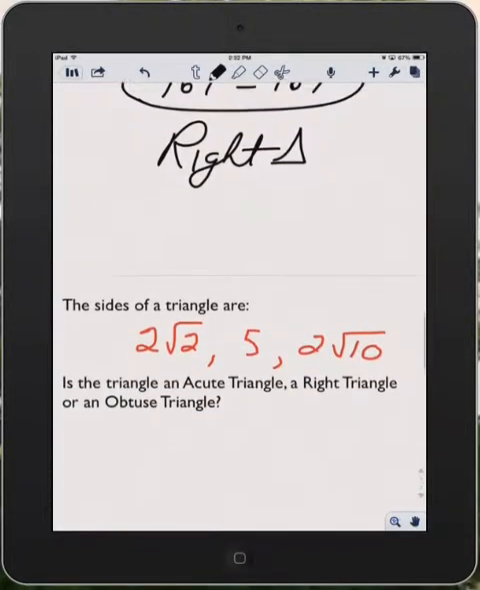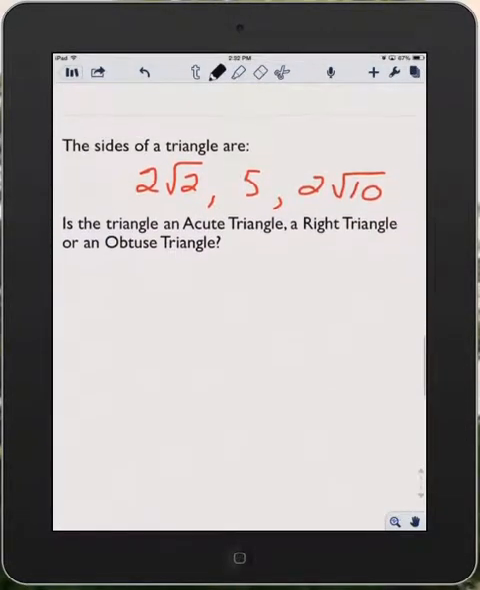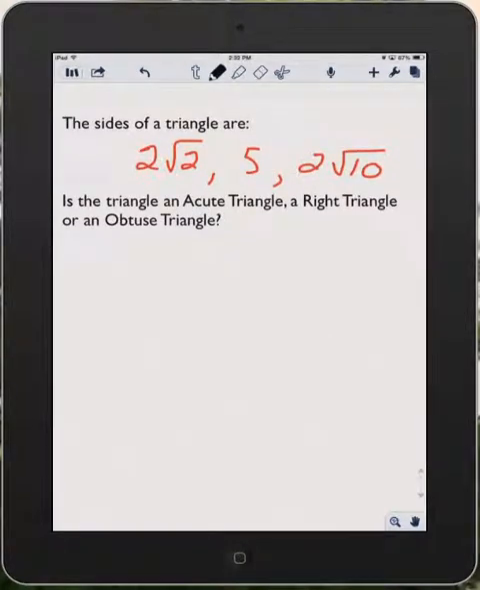Next problem. Sometimes sides are irrational numbers as well. Still could be a right triangle. This one's not going to turn out to be a right triangle. But just identifying the longest side is difficult. So the easiest way of finding which side's the longest is if you're allowed to use a calculator, which you will be for the next quiz.